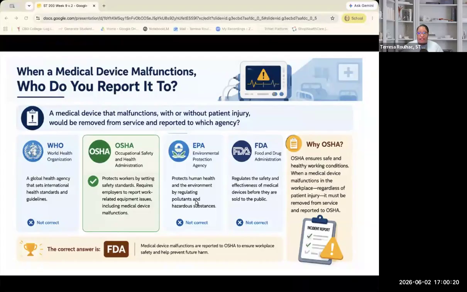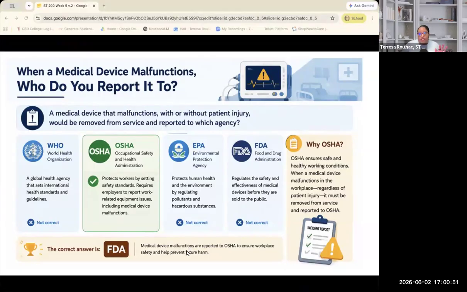All right, we are in week 9, but I did want to go over one of the questions from last week, and I want to work with it together with y'all. Now, this question is asking what happens when a medical device malfunctions, whether or not a patient is injured. The first thing I want you to notice is what the question is focusing on. It's focusing on the device itself.